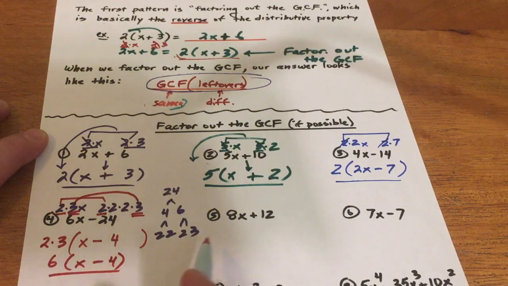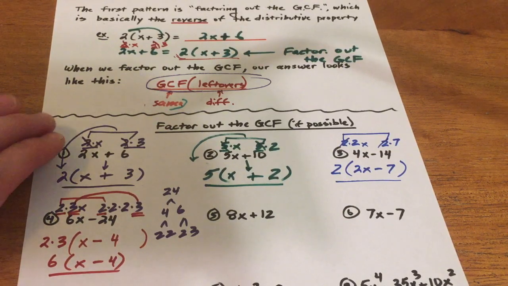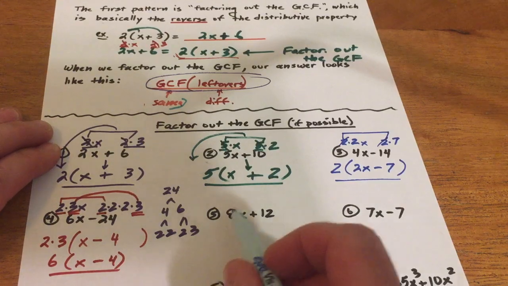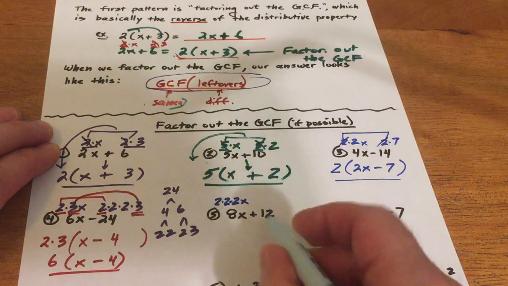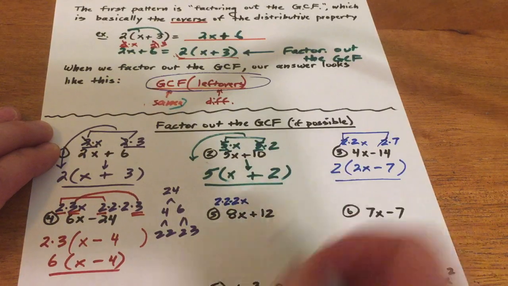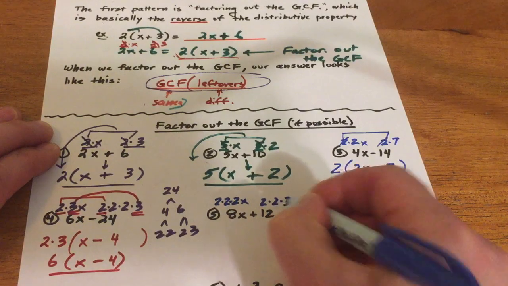Okay, ladies and gentlemen, I want you to try number 5 on your own. All right, let's go through problem number 5, see what we got there. Hopefully for your answer, you got a final answer of 4 times the quantity 2x plus 3. Let's take a look at that. So here we have 8, which breaks down into 2 times 2 times 2. Here we have 12. Make a tree for it if you're not sure. That breaks down into 2 times 2 times 3.